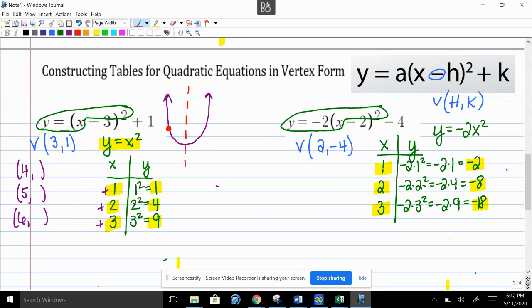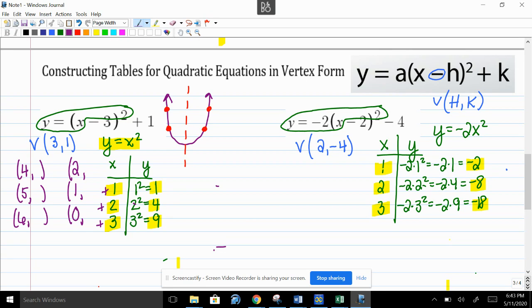So this point is going to be symmetrical with a point over here. This point is going to be symmetrical with a point over there. So when you look at your X values, on one side, you're increasing by 1. On the other side, you're going to decrease by 1. So instead of being 4, 5, 6, you're actually going to go down. It's going to be 2, 1, 0. Okay, that's what creates that symmetry.